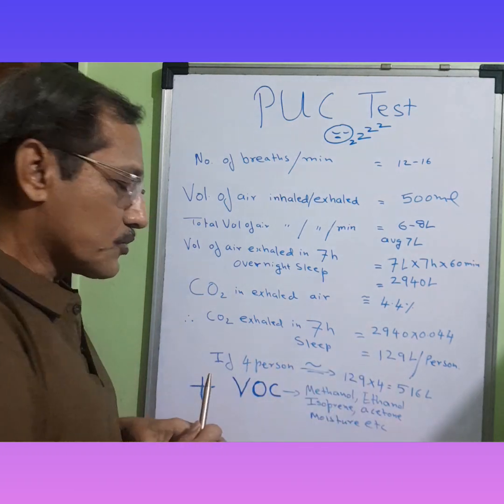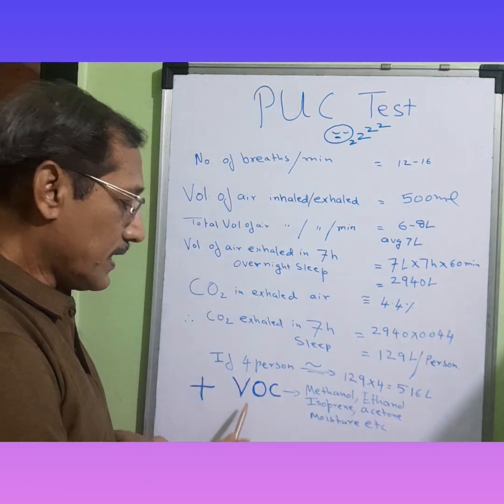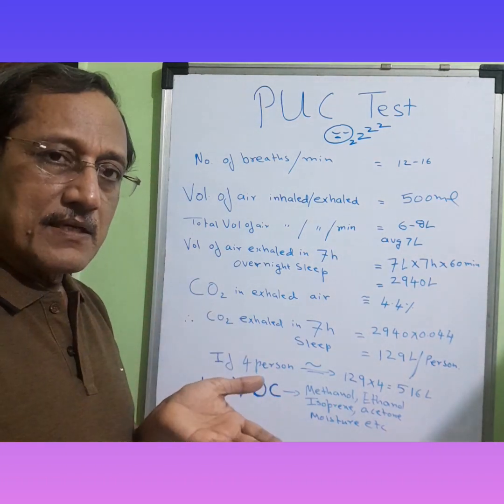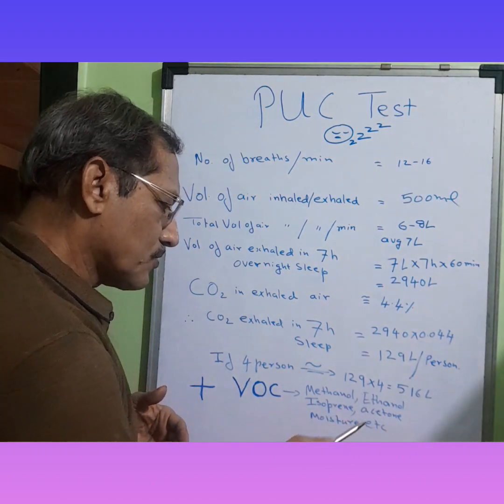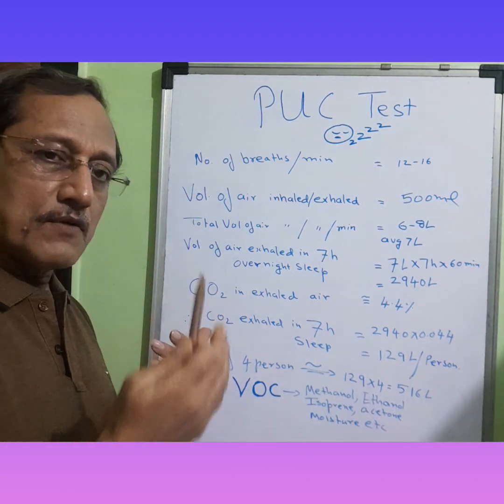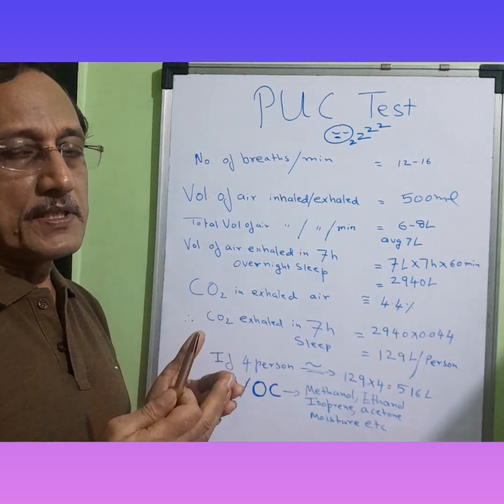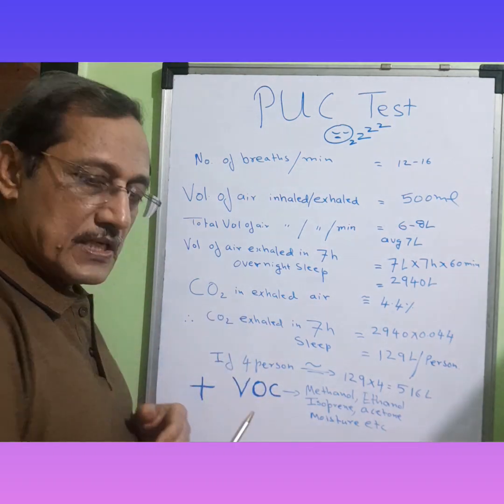Along with it, volatile organic compounds are also exhaled, and those could be methanol, ethanol, isoprene, acetone, moisture, etc., depending on what all you have consumed in the past 24 hours. That is VOC, volatile organic compounds. Again I repeat, it's all to the closest approximation. 516 liters of carbon dioxide is generated by a family of 4 sleeping in one room for 7 hours.